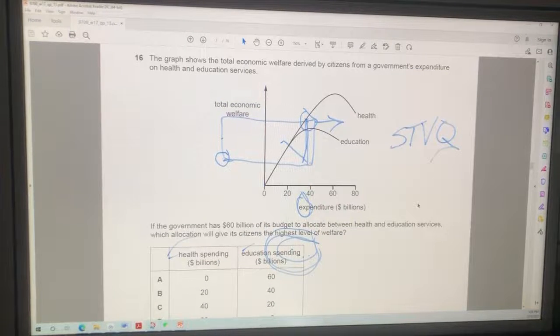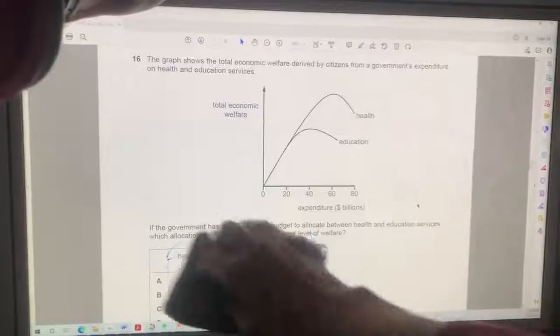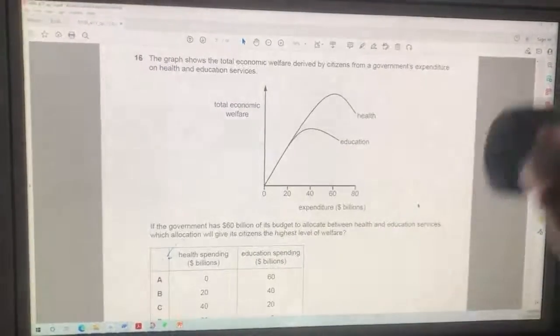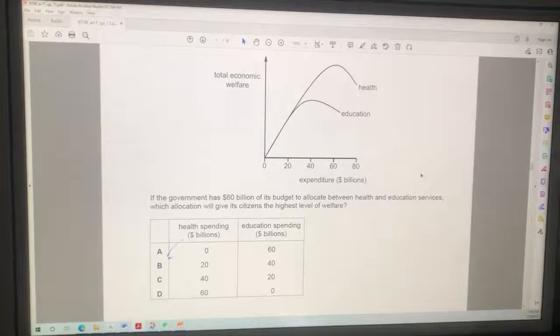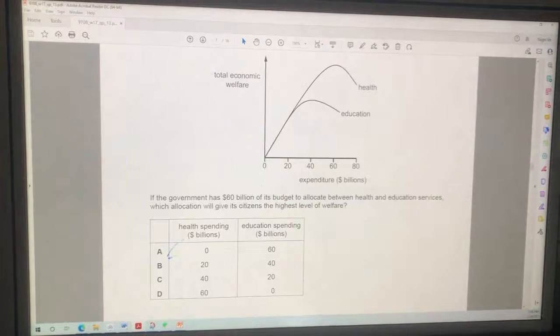So question 16 says, the graph shows the total economic welfare derived by citizens from a government's expenditure on health and education services. Okay, here's total economic welfare, and healthcare is more efficient, apparently.